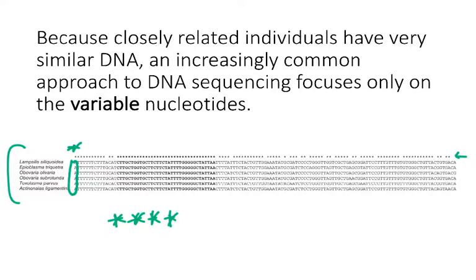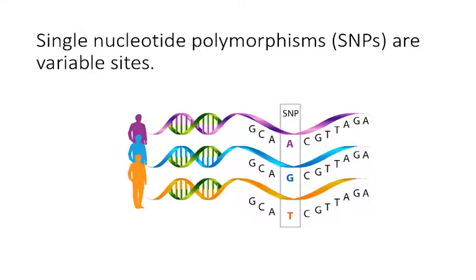But the overall idea is that because many individuals have such similar DNA, a better approach than looking at all of these DNA nucleotides and all of the DNA sequences is to instead focus only on the nucleotides that are variable, or the ones that are different between the individuals or between the different species. And that's where SNPs come in. SNP stands for single nucleotide polymorphism, and these SNPs are those variable sites.